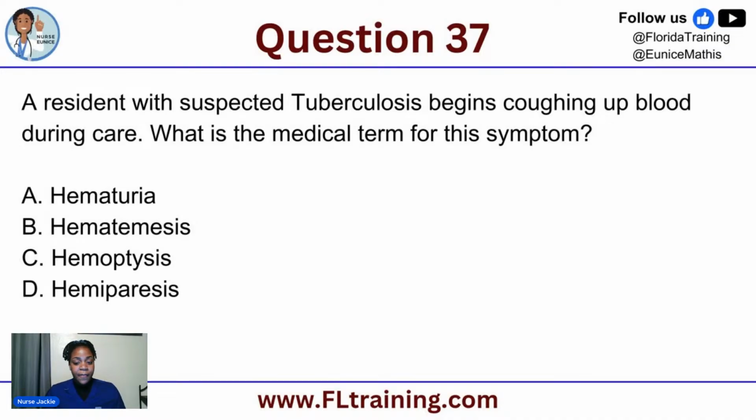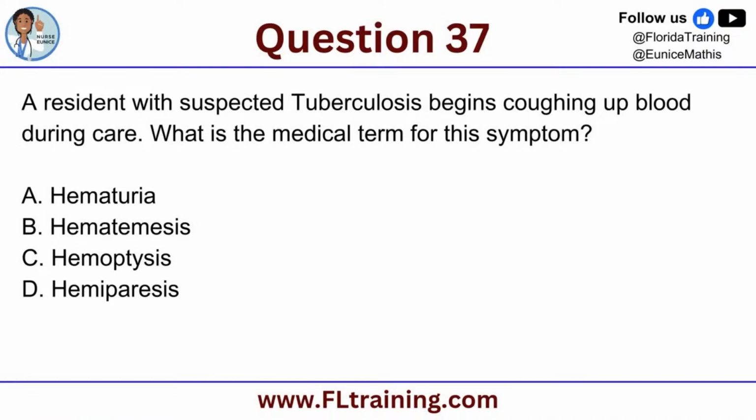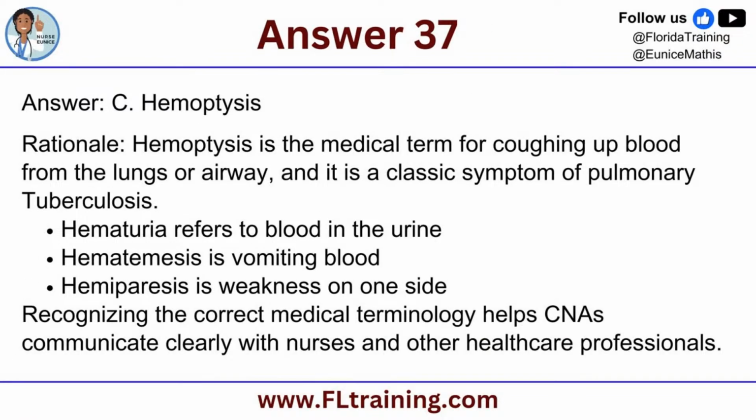All right, here we go in 3, 2, and 1. Correct answer is C, hemoptysis. Hemoptysis is the medical term for coughing up blood from the lungs or airway. It's a classic symptom of pulmonary tuberculosis. Hematuria refers to blood in the urine. Hematemesis is vomiting blood. Hemiparesis is weakness on one side. And recognizing the correct medical terminology helps CNAs communicate clearly with nurses and other healthcare professionals.